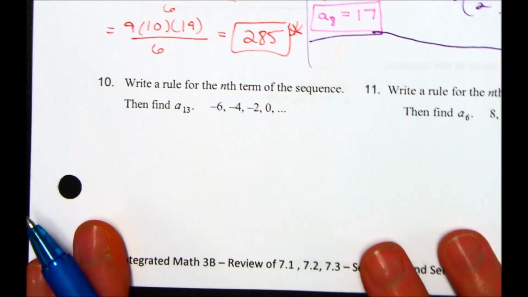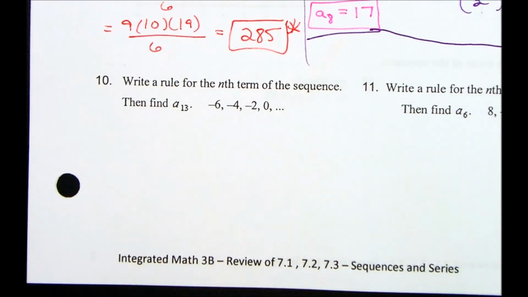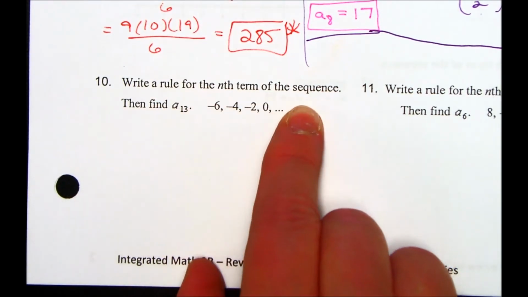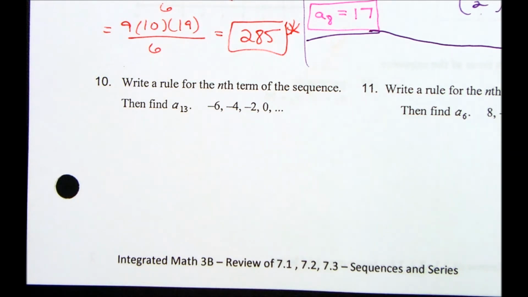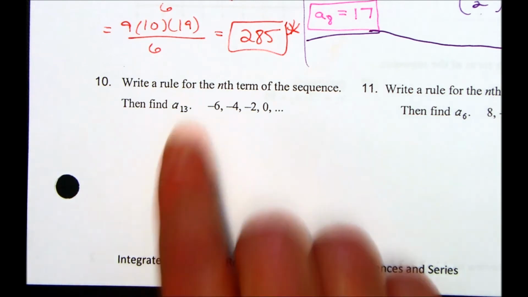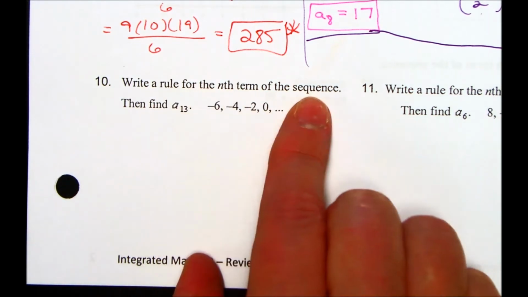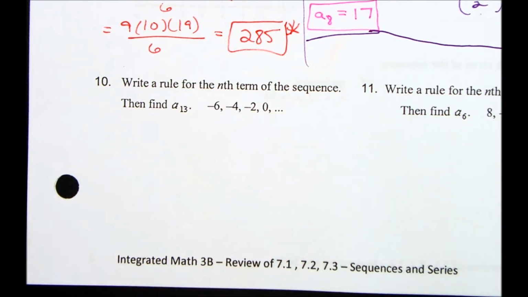Number 10. So in number 10, we're writing the rule for the nth term of the sequence. So they're not telling us what type of sequence it is. They're just telling us to write the rule for the nth term. So we have to determine what type of sequence it is. So we have to figure that out.